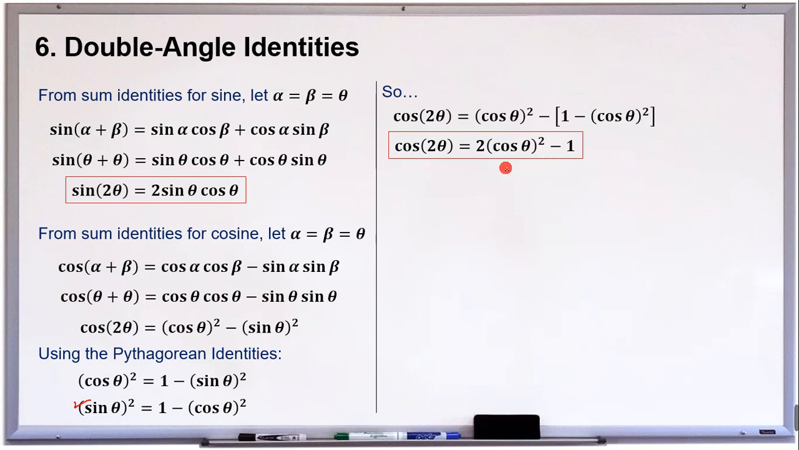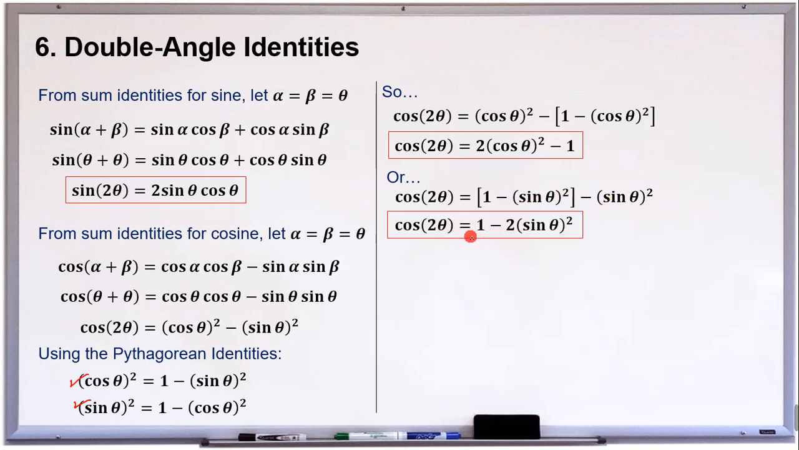But it has another form aside from this one. It's because we can still use the other Pythagorean identity in our equation right here. So we're going to substitute this expression into our equation right here, and it will become 1 minus sine squared theta minus sine squared theta.